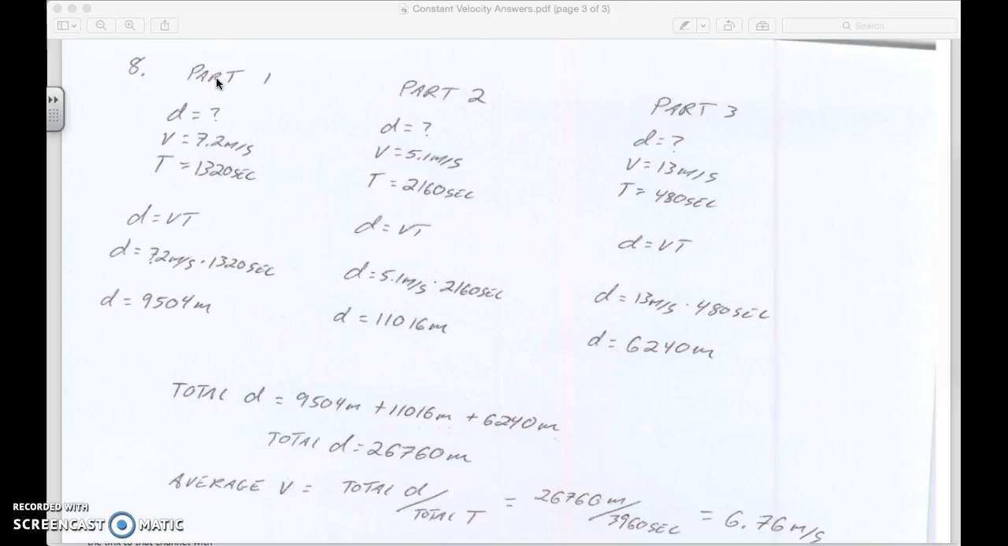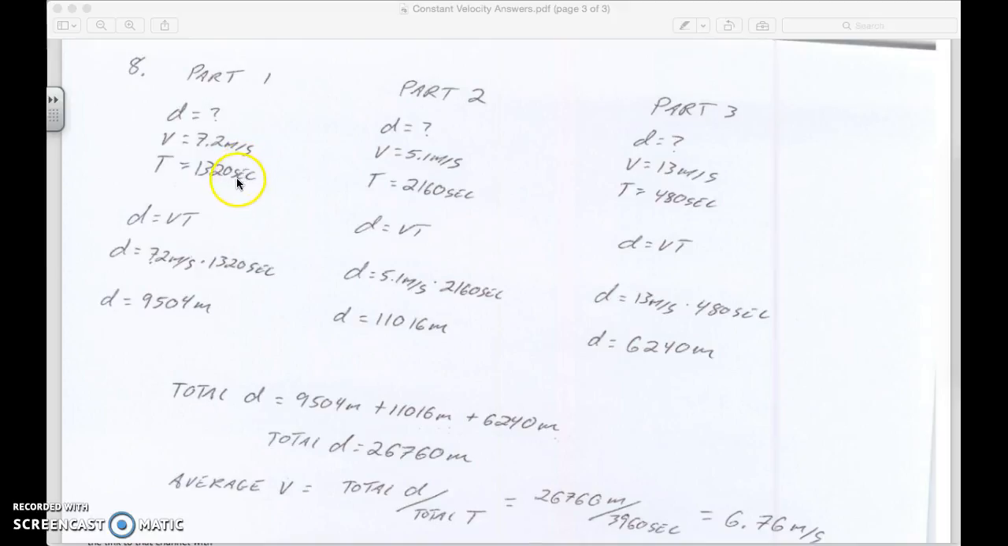So number 9, a bicyclist makes a trip that consists of 3 parts, each in the same direction, which is due north, along a straight road. During the first part, she rides for 22 minutes at an average speed of 7.2 meters per second. We're just going to take a look at each part individually. So for part 1, the velocity was 7.2 meters per second, and the time was 22 minutes.